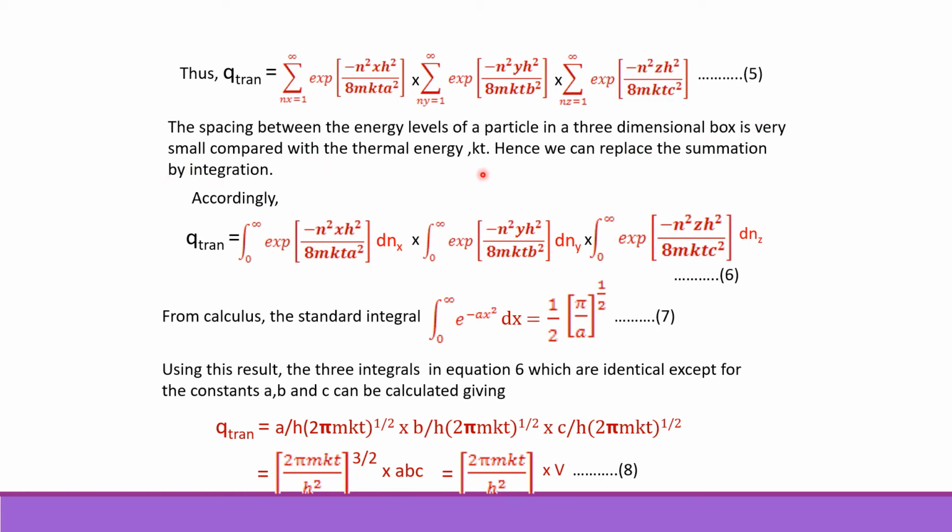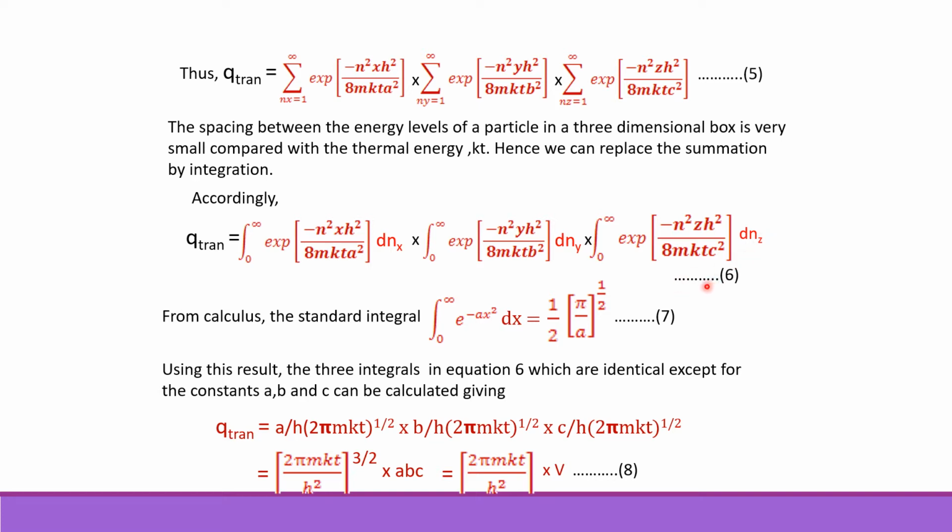The spacing between the energy levels of a particle in a three-dimensional box is very small as compared with the thermal energy kT. So hence we can replace the summation here by integration. Accordingly, equation 5 becomes Q translational is equal to integral 0 to infinity e raised to the power minus n square x into h square divided by 8m kT a square dnx, multiplied by integral 0 to infinity exponential minus n square y into h square divided by 8m kT b square dny, multiplied by integral 0 to infinity exponential minus n square z into h square divided by 8m kT c square dnz.